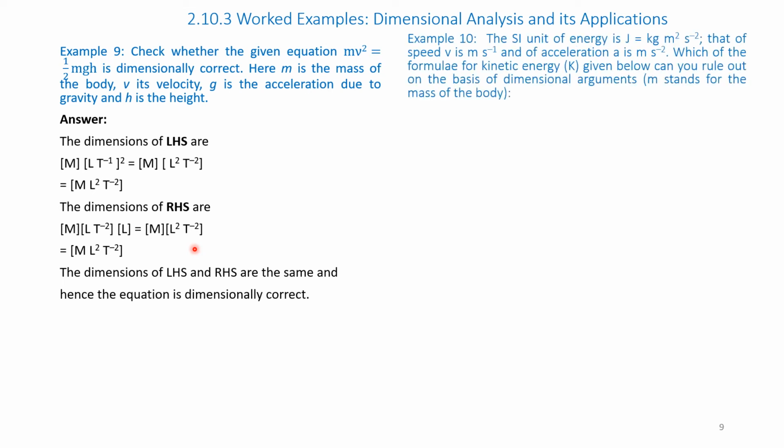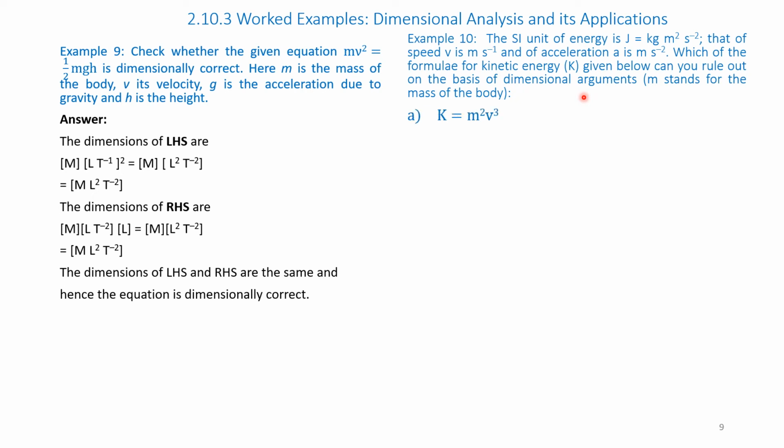Hence, the equation is dimensionally correct. Example number 10. The SI unit of energy is given by J is equal to kg meter square per second square. That of a speed v is m s to the power minus 1 and of acceleration is m s to the power of minus 2. Which of the formulae of kinetic energy given below can you rule out on the basis of dimensional argument? M stands for mass of the body.